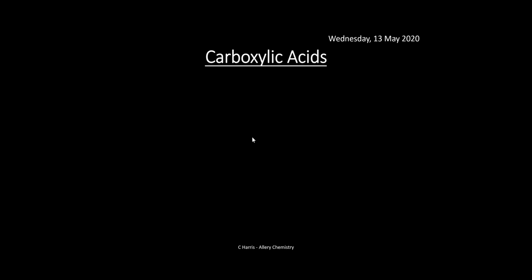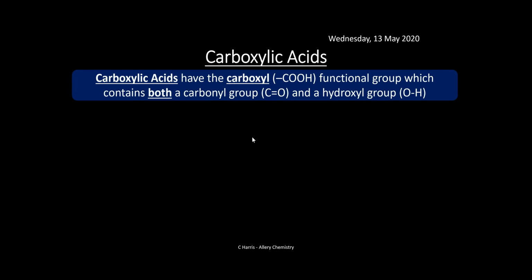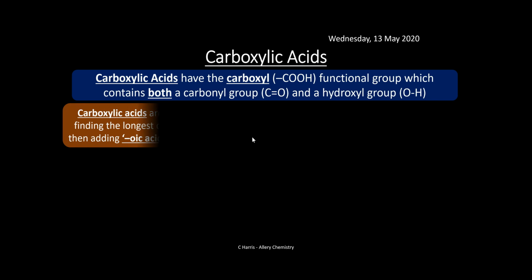Okay, so looking on to the next section. Remember, there are 3 sections to this: one was carbonyl groups, the other was chirality, and the other section was carboxylic acids. So this is where we're going to look at carboxylic acids. Carboxylic acids have the carboxyl group, the COOH functional group, which contains both the carbonyl group, the C double bond O we've just seen before, and a hydroxyl group, our OH group. Carboxylic acids are named by finding the longest carbon chain, and then we add oic acid at the end. So it's very straightforward.